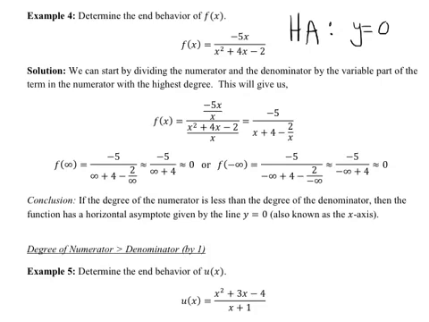So the highest degree of the numerator is x to the first. So let's divide by x to the first, leaving the numerator be negative 5. The denominator, when each of these individually are divided by x, this becomes x, this becomes just 4, this becomes negative 2 over x. Now if you plug in infinity, what happens to this when you have 2 over infinity right here? 0, so that drops off. So you now have negative 5 over infinity plus 4. But anything over infinity is 0, so you still end up with 0. So our conclusion is y equals 0.